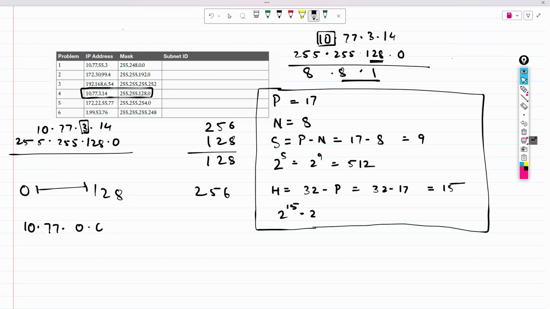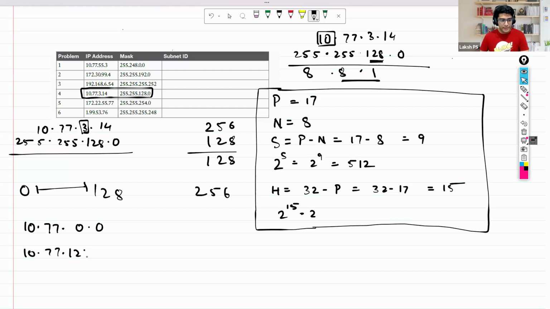10.77.0.0 and will end at 10.77.127.255.